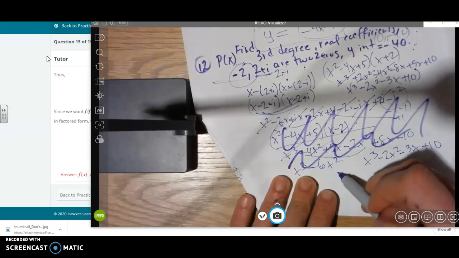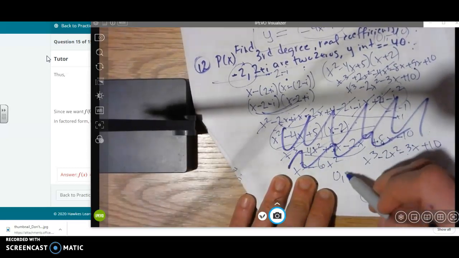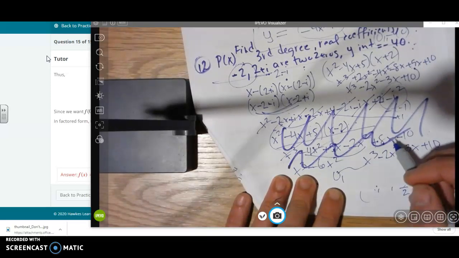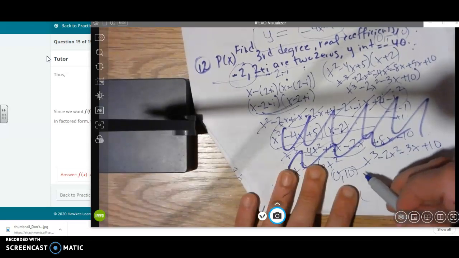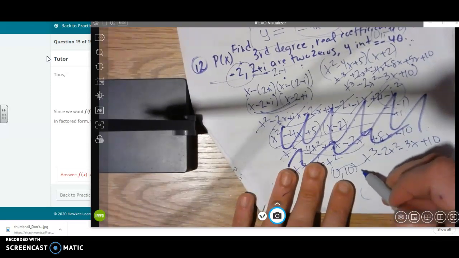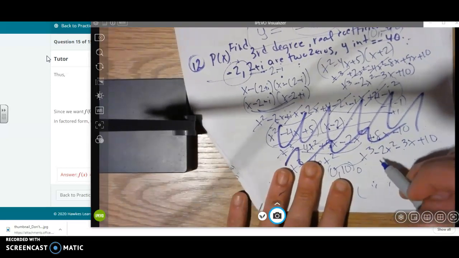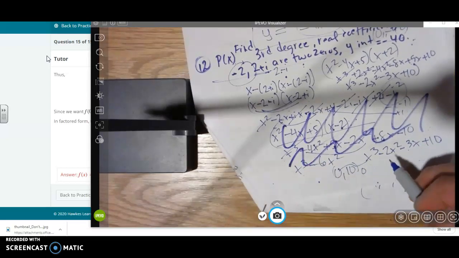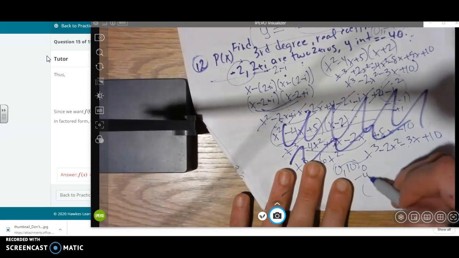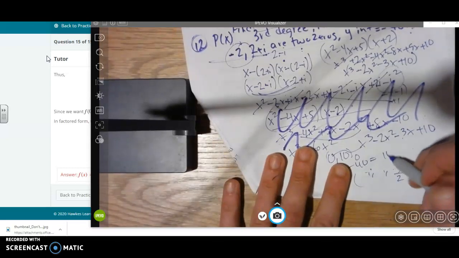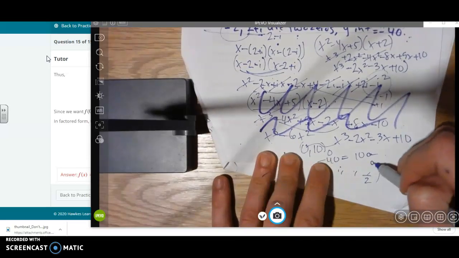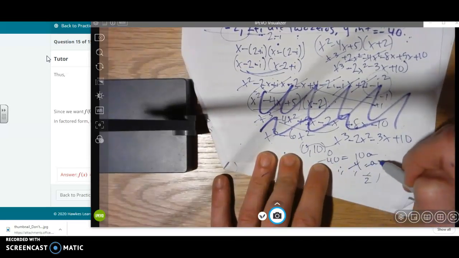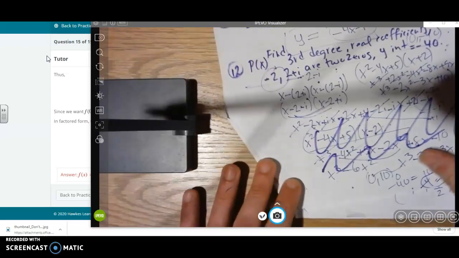But then when we put a 0 in, we're trying to get a y-intercept of (0, -40). When I put a 0 in there, we're going to get 10. So we're trying to get negative 40. Negative 40 is going to equal 10 times some factor a. That's what we're trying to find out. So a has got to equal negative 4. So our factor's got to be negative 4. That's what we multiply in front.